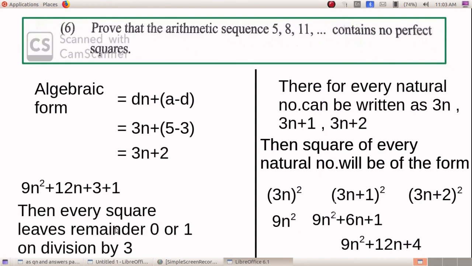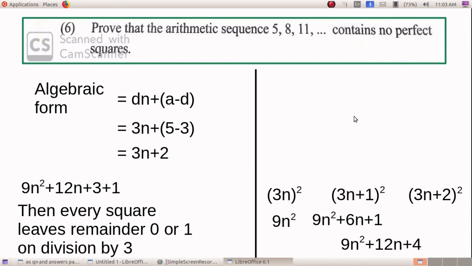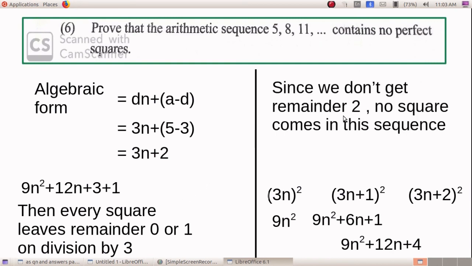Let us write down this one. When every square leaves remainder 0 or 1 on division by 3, that means we don't get a 2. Let us write the remaining here. We don't get a remainder 2. No squares come in this sequence.